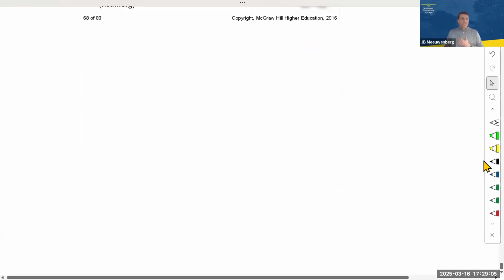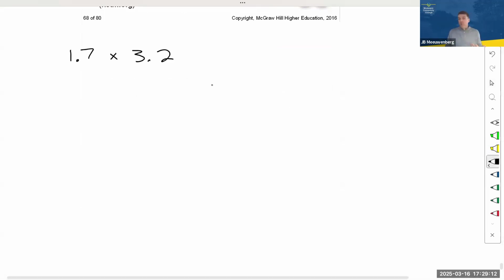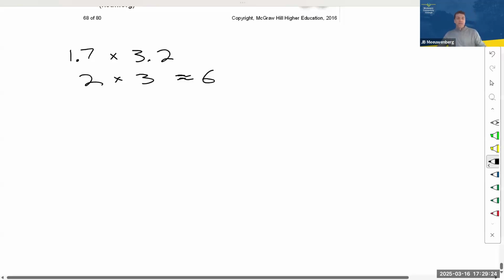Let's look at this in terms of some decimal numbers. So if we want to do 1.7 times 3.2, we may round both of those numbers to the nearest whole number. So this would be approximately 2 times 3. So we know this is going to be approximately, if I make my squiggly equal signs, 6. I think it's also important that we consider what that looks like.